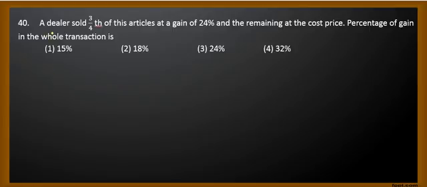Now, a dealer sold 3 by 4 of his articles at a gain of 24% and the remaining at the cost price. The percentage of gain in the whole transaction is? Profit percentage is equivalent to profit by cost price into 100. Now, what number is given? 3 by 4. So I will assume the total value to be 4x.